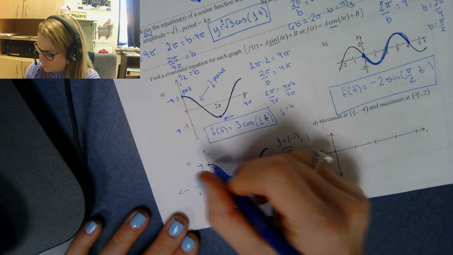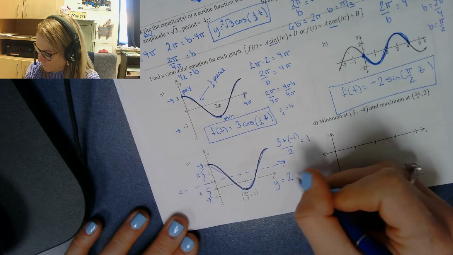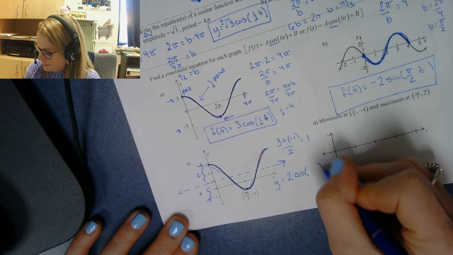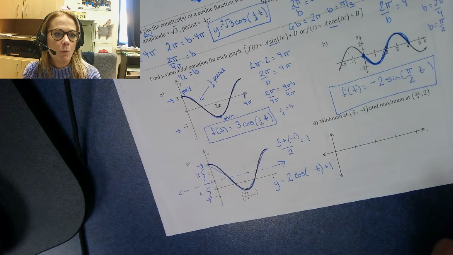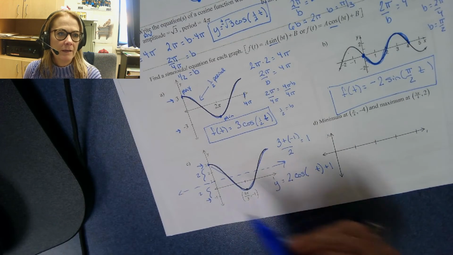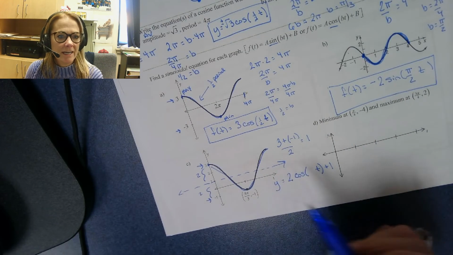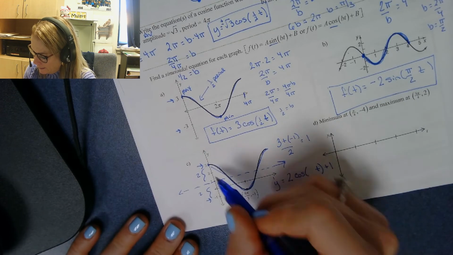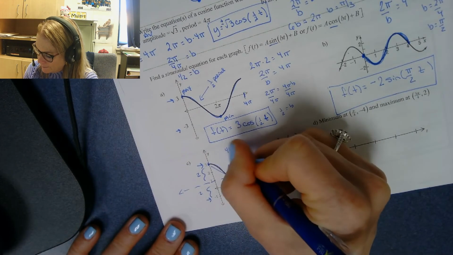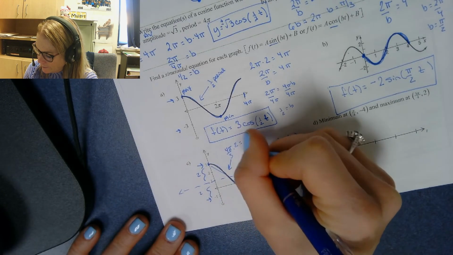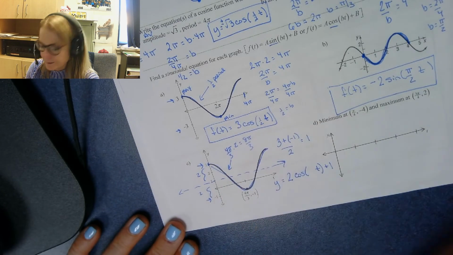Amplitude of 2 starting high, so positive 2. Cosine, I've got to figure out my period, but I know this has a vertical shift of +1 due to the movement of the line of equilibrium. Now I just have to look at my period, and there's a max, there's a min, and that's a distance of 4 pi. So let's times that by 2, and now I know my period's 8 pi over 3.